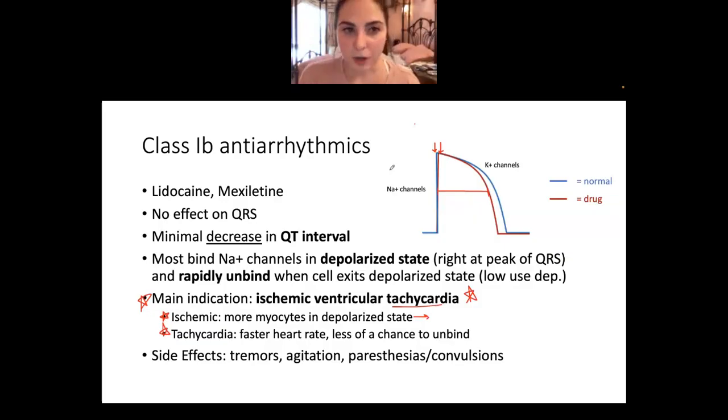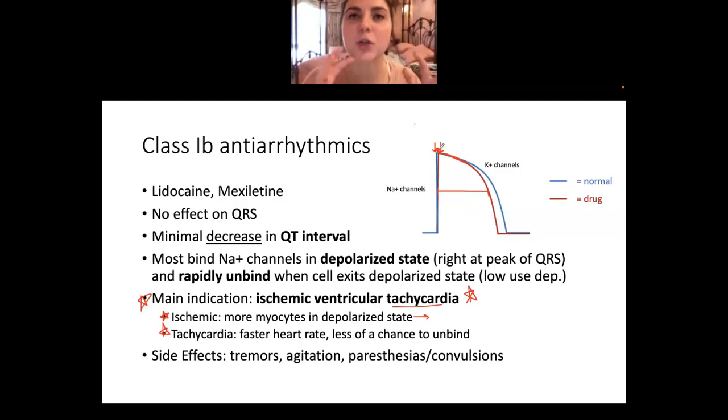Okay? These class 1Bs are super good at binding to sodium channels that are in a completely depolarized state, which is right at the peak of the QRS complex. And as soon as they leave this depolarized state, I know this isn't a QRS complex, but it's right at the top here, that's when the drug unbinds. And it actually causes the action potential to occur quicker. With these cells being depolarized already, it actually causes the action potential to happen quicker.